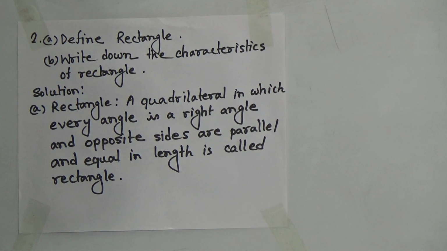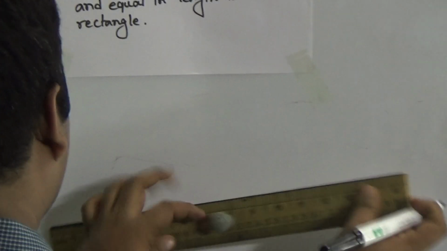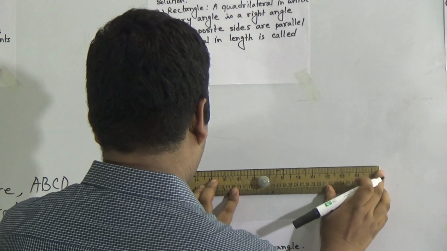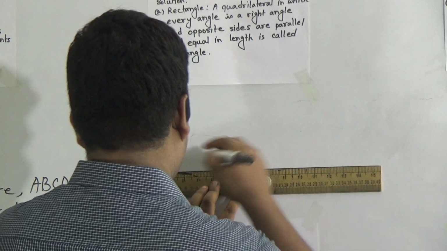Now we shall draw the figure of the rectangle. At first we take a line which is 7 inches.